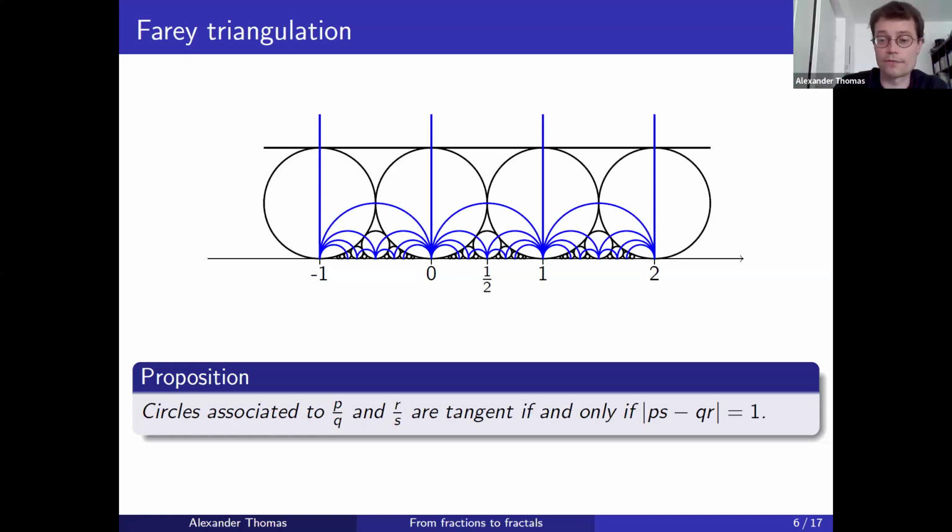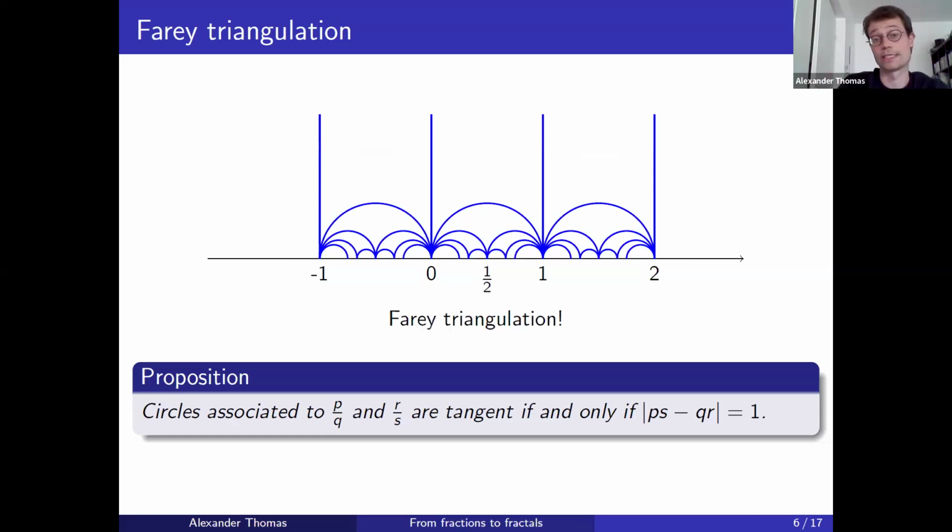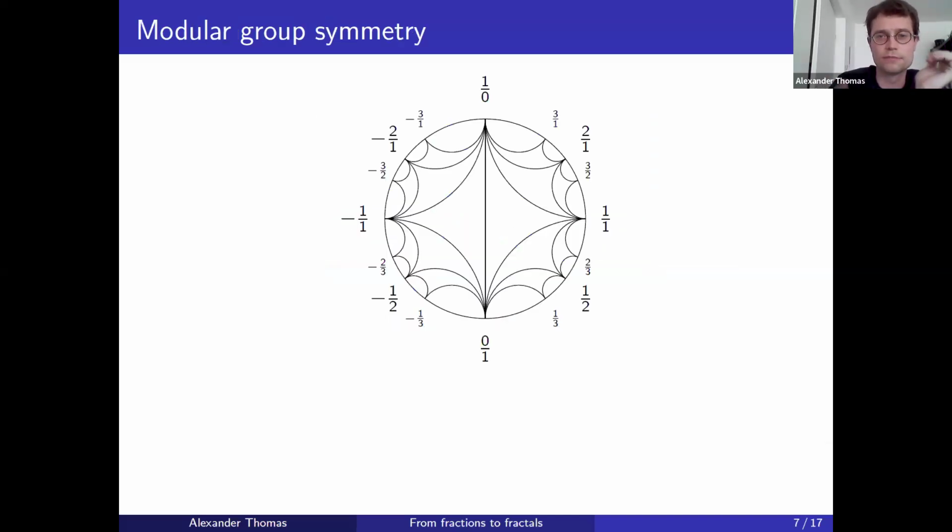So once I do this, I can forget about the Ford circles. And what I see is simply a triangulation, the famous Farey triangulation of the hyperbolic plane. Maybe it's easier to draw this picture in another model, the Poincaré disk model, because then you see a bit more easily why it's a triangulation. And again, the set of vertices of this triangulation is exactly the set of rationals and infinity.